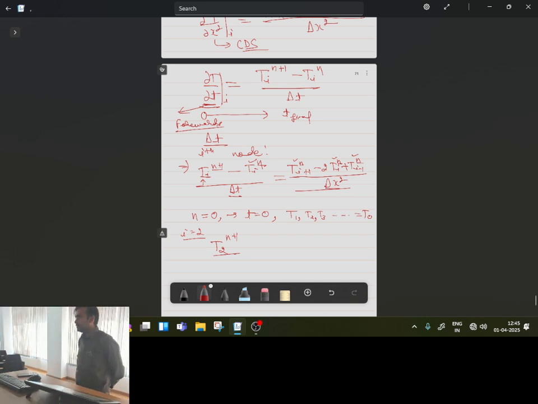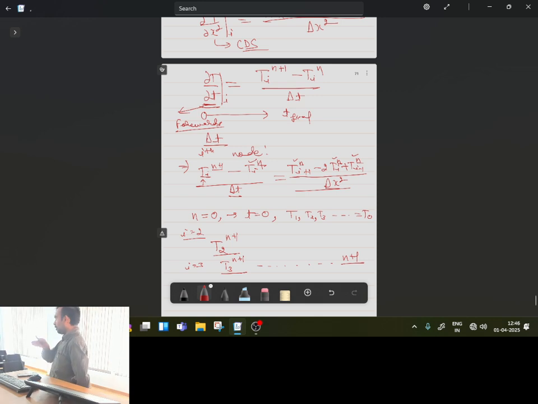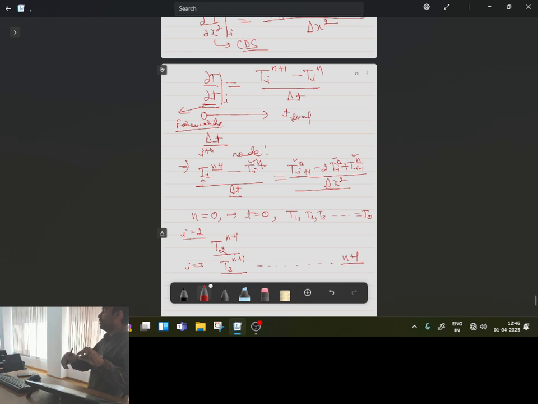Is this point clear? From this side, all other parameters in the equation are known, so I can easily calculate this. Likewise, if I go for i equal to 3, I will be able to calculate T3 at n plus 1. Likewise, I will get the data for all the nodes at time level n plus 1. So once I have data at time level n plus 1 for all points, at that particular time I have obtained the temperature values. After this, what do I need to do?